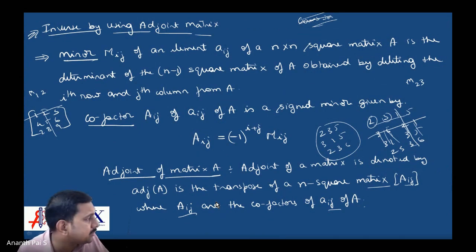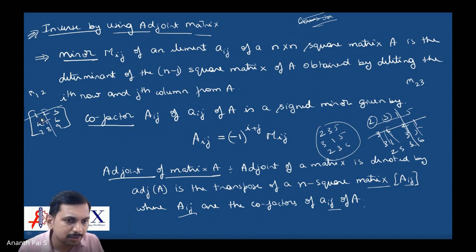Inverse using an adjoint matrix. Here we have to find the minor. Minor is a smaller determinant. From that you have to write the cofactor matrix. See, the minor is Mij. You have to multiply the minor by minus 1 raised to i plus j. Then you get the cofactor.